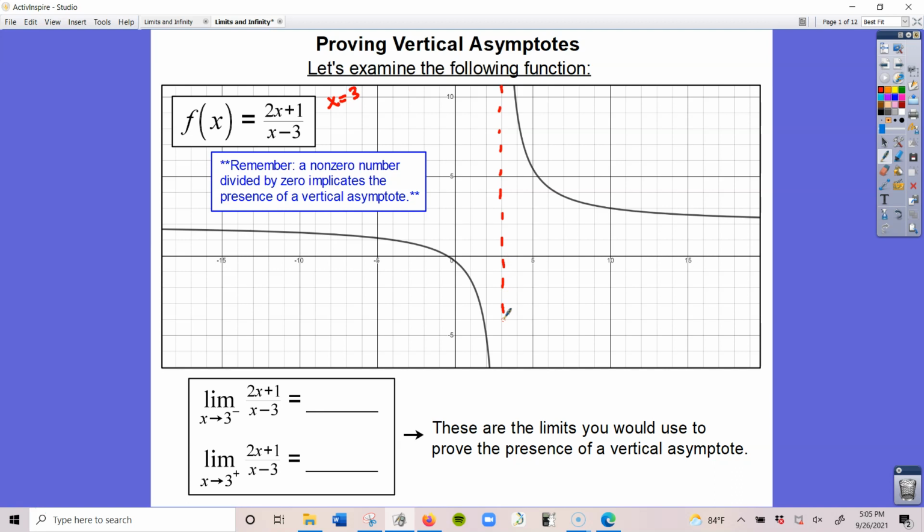Now, even though we don't see it here, at the line x equals 3, we can tell that there is a vertical asymptote. So if I were to evaluate these limits, the limit as x is approaching 3 from the left is equal to negative infinity, and the limit as x approaches 3 from the right is equal to positive infinity. Either of these limits would be used to prove that we have a vertical asymptote.